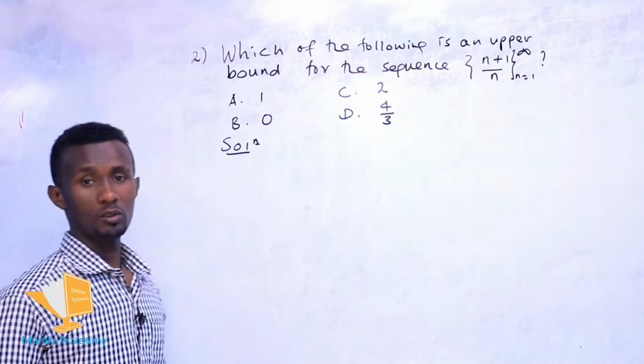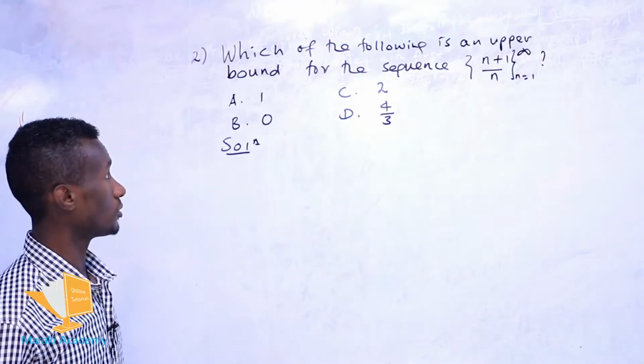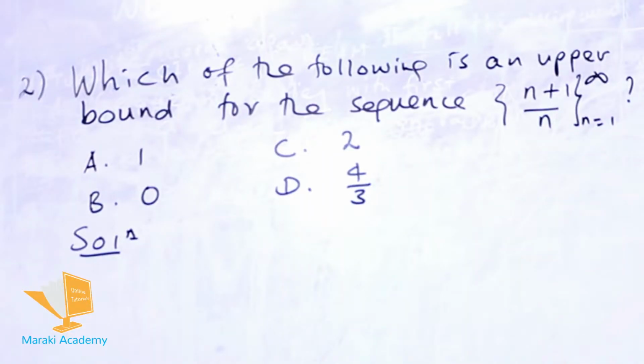Okay, the second question is about sequences. Which of the following is an upper bound of the sequence? In A there is 1, in B there is 0, in C there is 2, and in D there is 4/3.